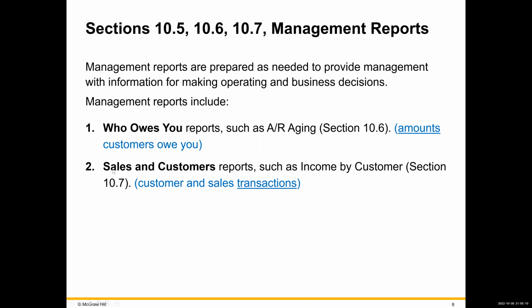And then you also have another category, sales and customer reports. And those reports would be like income by customer. So what's the difference? Well, I found that "who owes you" reports are based upon amounts that the customers owe you, where the sales and customer reports are focused on customer and sales transactions.